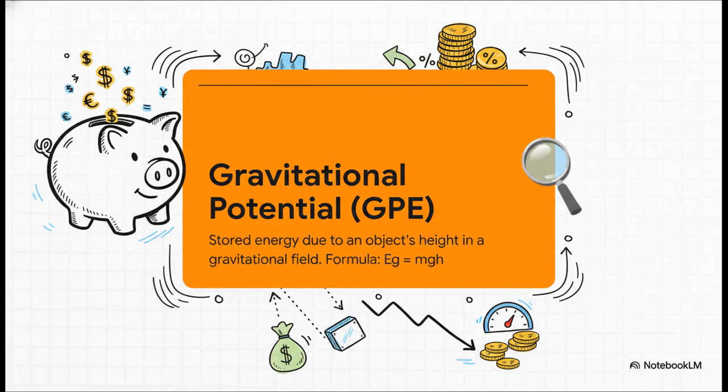All right, next up is our height account, gravitational potential energy. You can almost picture it like money tucked away in a high-interest savings account. It's the stored-up potential an object has just because of its position. The higher it is, the more energy it has saved up, ready to be converted.